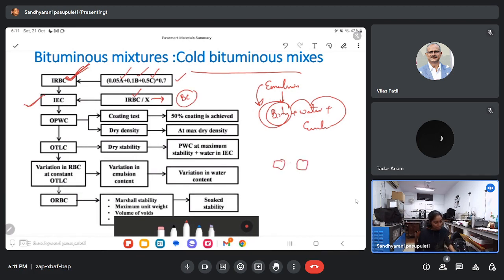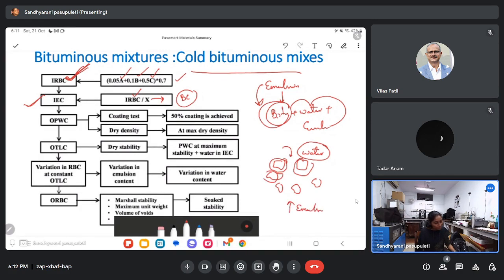we have aggregates. First we need to provide some lubrication to the aggregates. That means we add some water. This process is called pre-wetting. So we will be wetting the surface of the aggregate initially, very lightly. Once it is wet, we will add the emulsion.